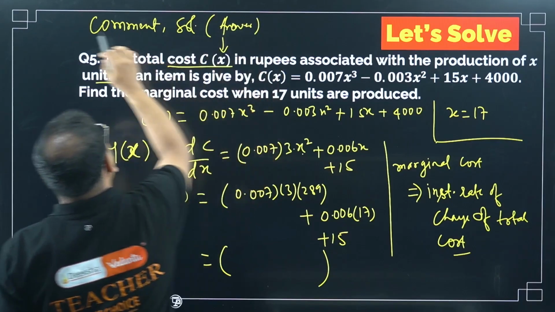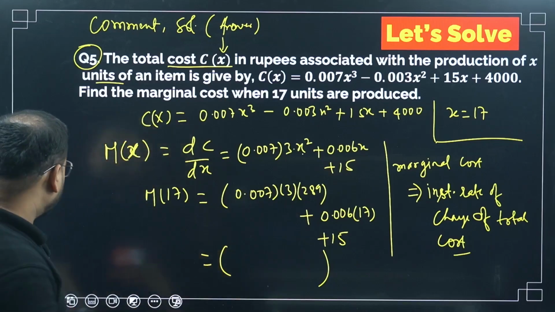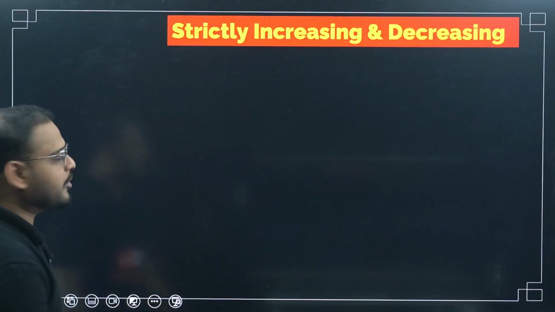Okay, for which number? For question number 5. Okay, just comment this part. Okay, rest all I've done. Okay, let's move on to the next problem. You can do the calculation from your side.